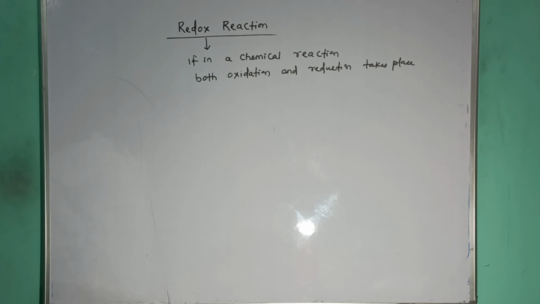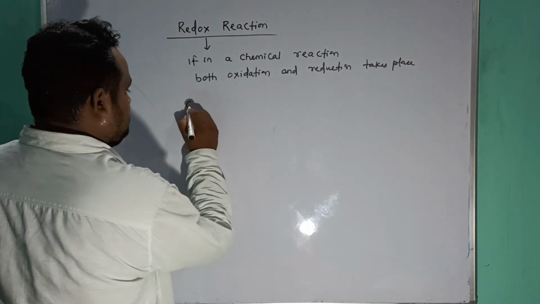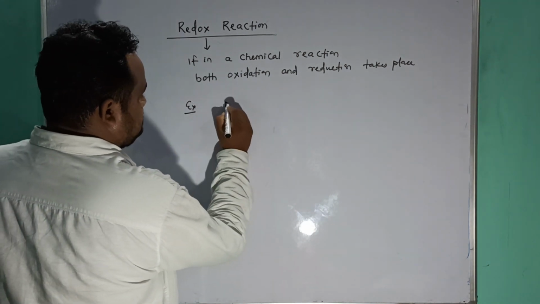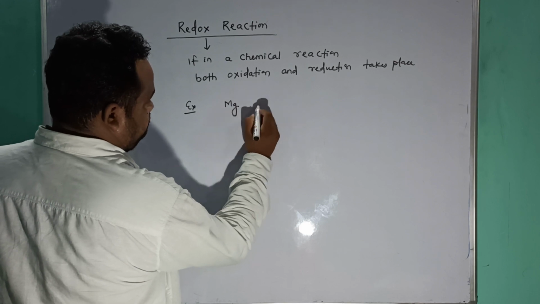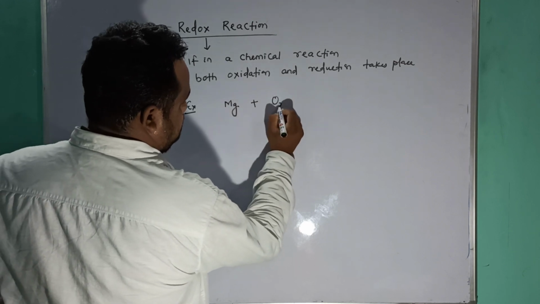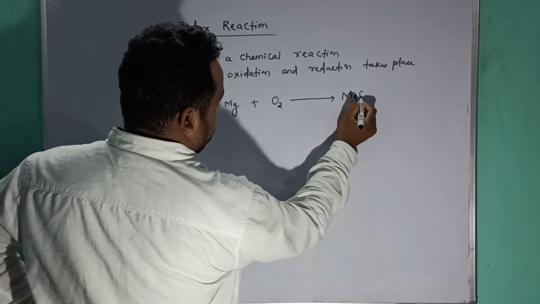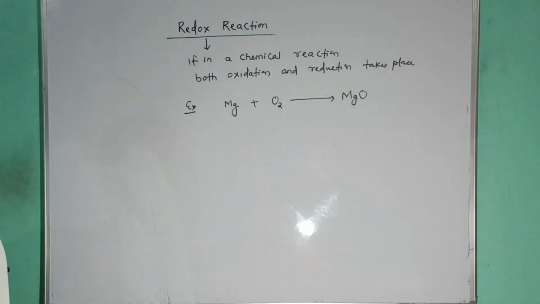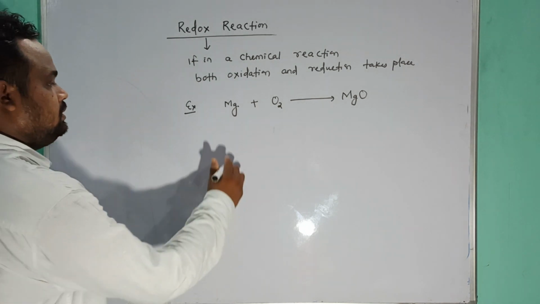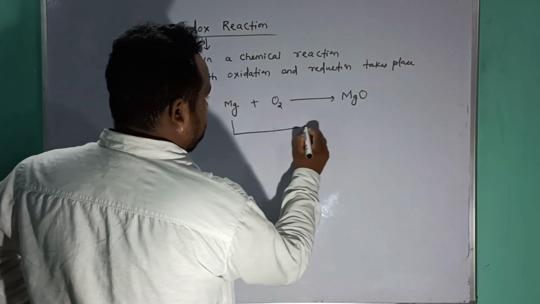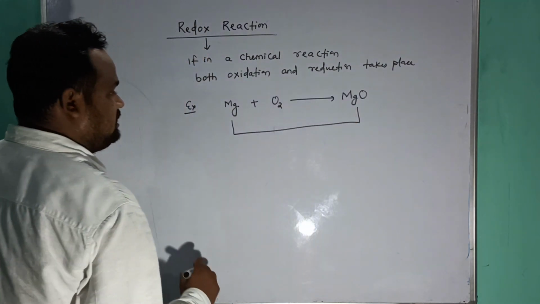क्या होगा? वो रिएक्शन के बीच में क्या होगा? वहां पर ऑक्सीडेशन भी होगा as well as रिडक्शन भी होगा. तो जो छोटा सा एग्जांपल हम लेते हैं, सेम एग्जांपल, मैग्नीशियम प्लस ऑक्सीजन, इट इज योर मैग्नीशियम ऑक्साइड. तो मैग्नीशियम converted to magnesium oxide.